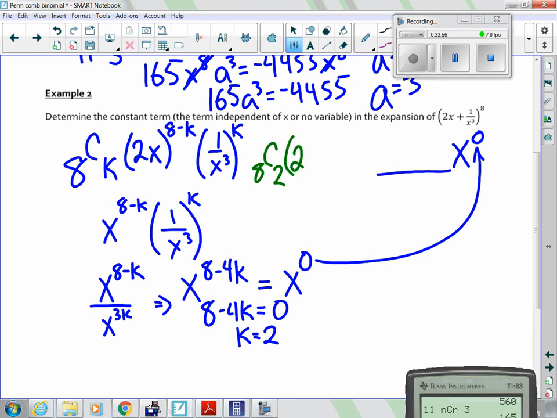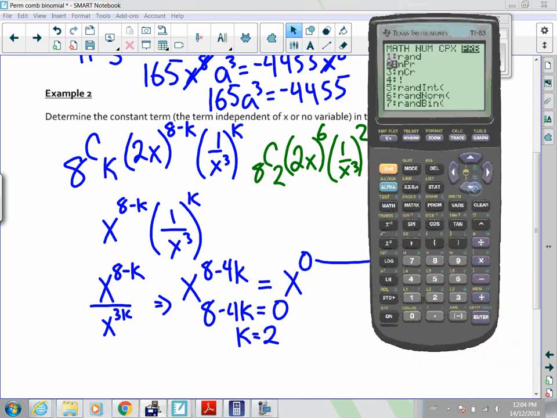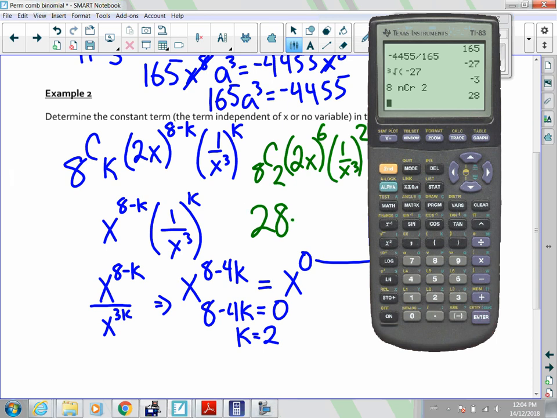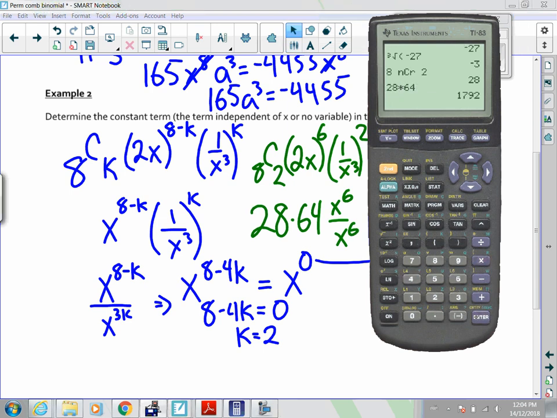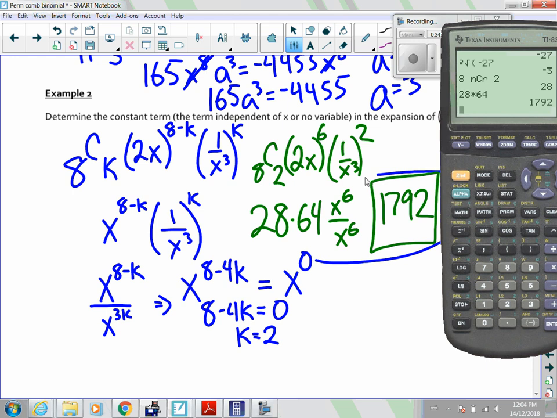8c2 times 2x to the 8 minus 2, which is 6, times 1 over x cubed to the 2. And then that's what breaks this down. So 8c2 is 28. 2 to the 6th is 64, and then I get x to the 6 over x to the 6. So 28 times 64 is 1792. So apparently my final answer is 1792. Bada bing.